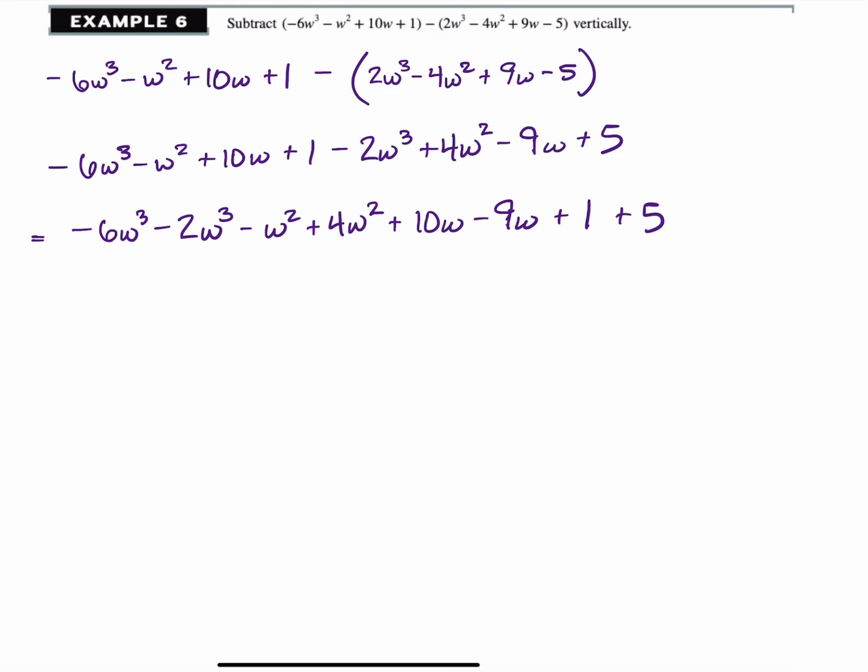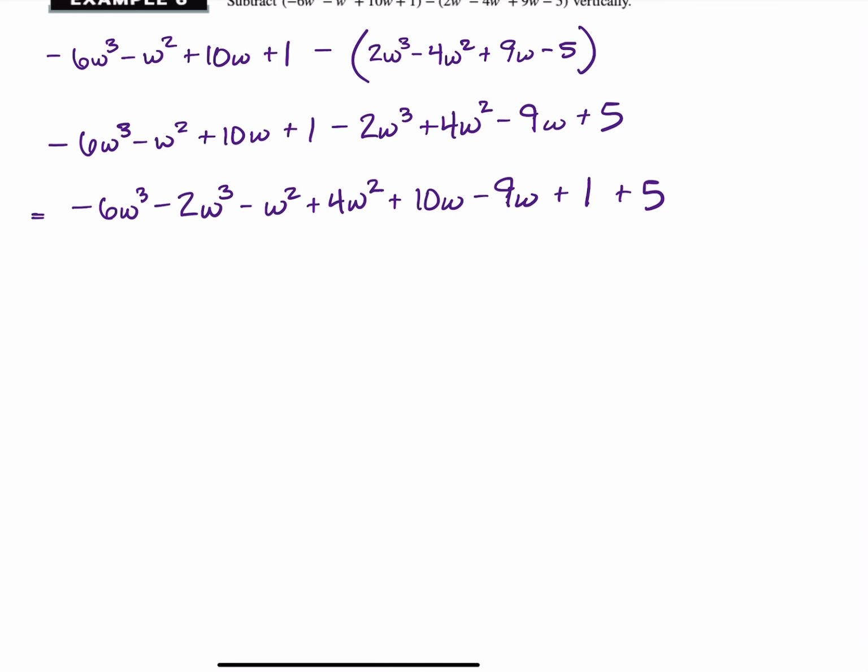Now let's combine our like terms. So minus 6 minus 2 will give us minus 8w cubed. Then minus w squared plus 4w squared, so minus 3w squared. And we have plus 10w minus 9w, so plus 1w. And then 1 plus 5 will give us 6.